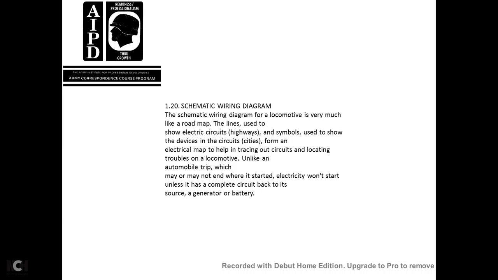The schematic wire drawing for a locomotive is very much like a road map. The lines are used to show the electrical circuits, like highways, and the symbols show the devices in the circuit, like cities. For example, the electrical map helps in tracing out the circuits and locating trouble on the locomotive. Unlike an automotive trip, which may or may not end where it started, electricity won't start unless it has a complete circuit back to its source, the generator or battery.